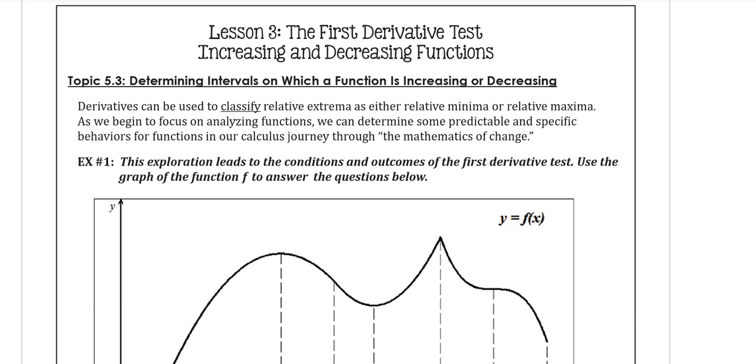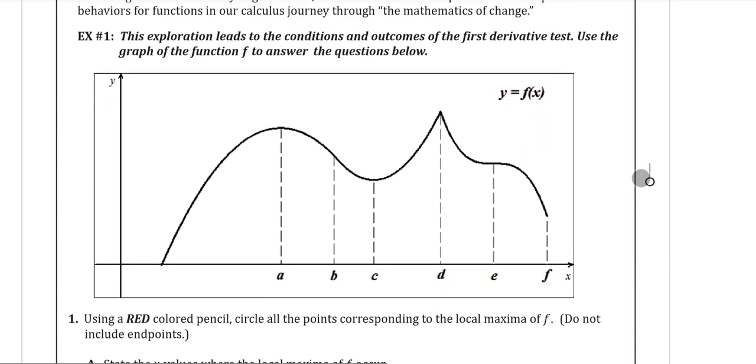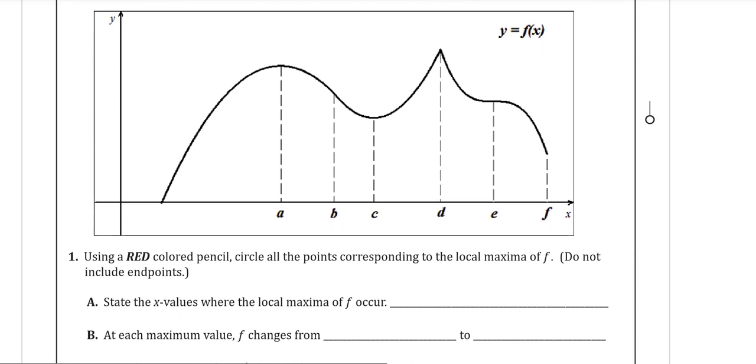This is Unit 5, Lesson 3, Part 1, the first derivative test and how we can tell whether functions are increasing and decreasing. So the first topic we're going to cover is how to determine intervals on which a function is increasing or decreasing. We can use the derivative to classify our relative extrema as minimums or maximums. In the earlier part of this unit, we were using the critical numbers to determine whether we had relative mins or maxes. And now we can actually use a first derivative test to find where they occur, whether it is a min or a max, without using the graph.